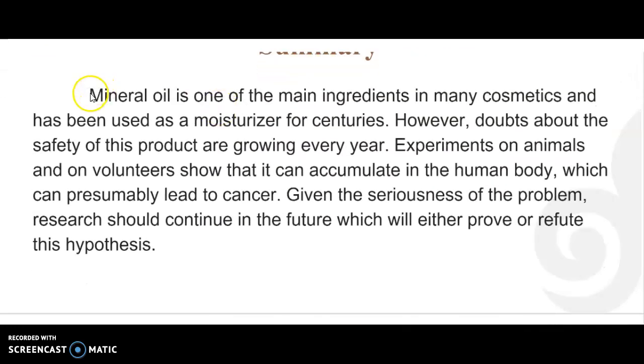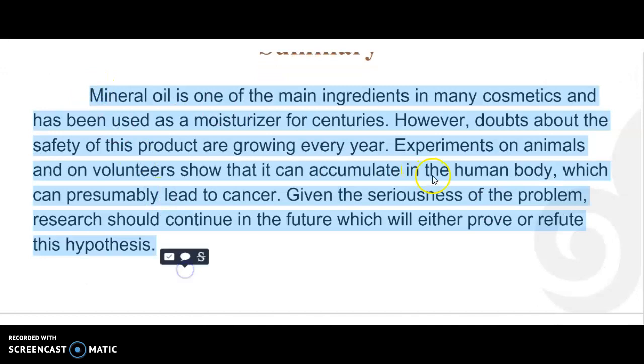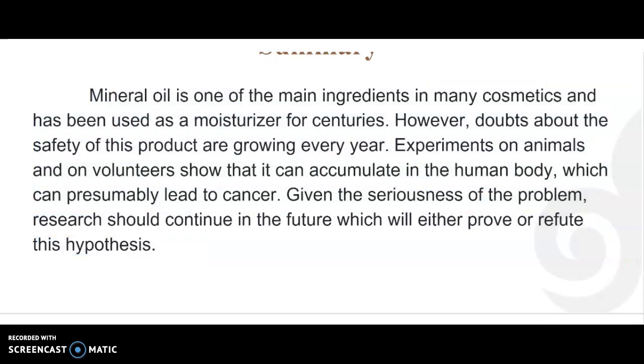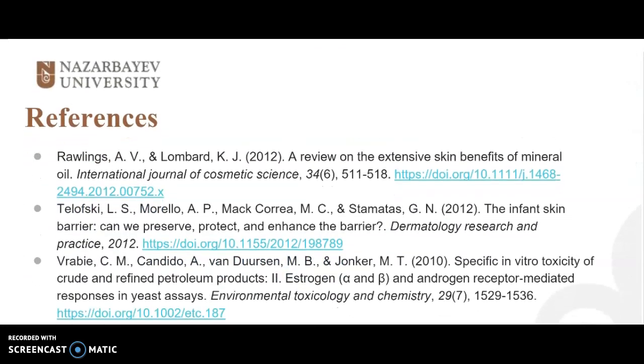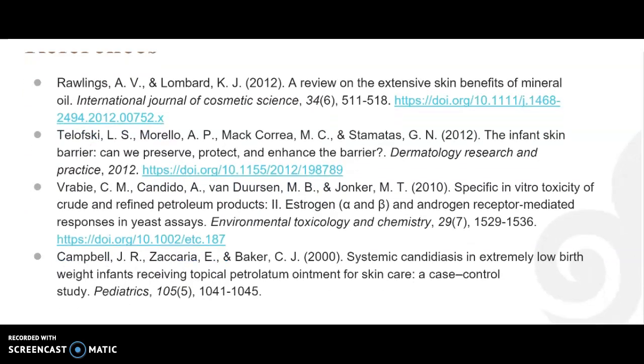And then again, the summary should not be continuous text. It should be bullet points. And then you have references. They should be alphabetical. Campbell is before Rawlings, right?